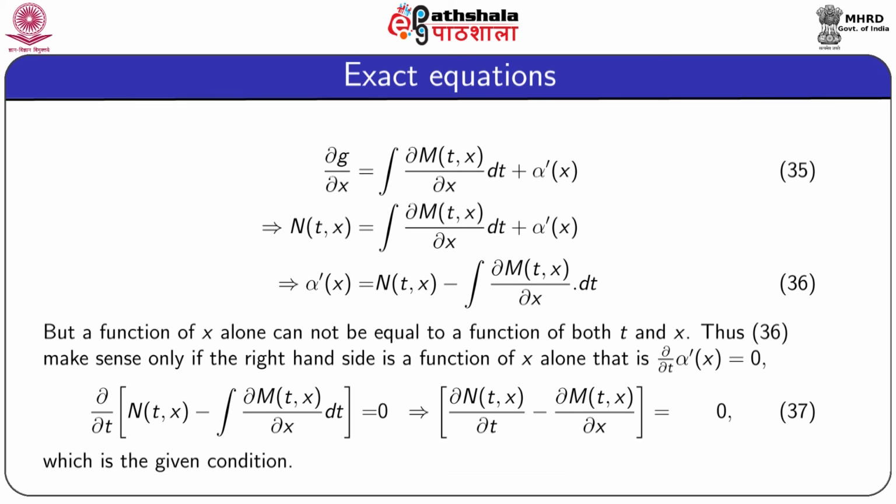Now, a function of x alone cannot be equal to a function of both t and x, and thus this equation 36 will hold good if the right hand side is a function of x alone. Please note that the left hand side is only a function of x and the right hand side is a function of t and x, and hence we will have ∂/∂t of α'(x) equal to 0. If you do that, you will get ∂/∂t of (n minus integration of ∂m/∂x dt) equal to 0, which implies ∂n/∂t minus ∂m/∂x is equal to 0, and which implies ∂n/∂t is equal to ∂m/∂x, which is our required condition.